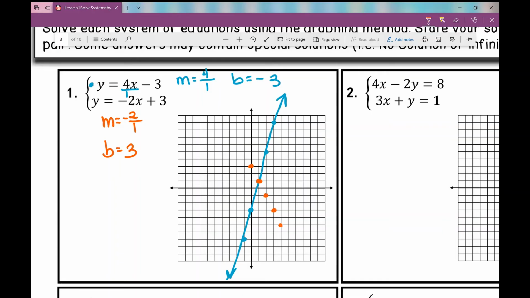And you know what? I'm not even going to continue because I can obviously see that point of intersection is what? Right here. That is my point of intersection. The ordered pair is (1, 1). Let's move on to number 2.